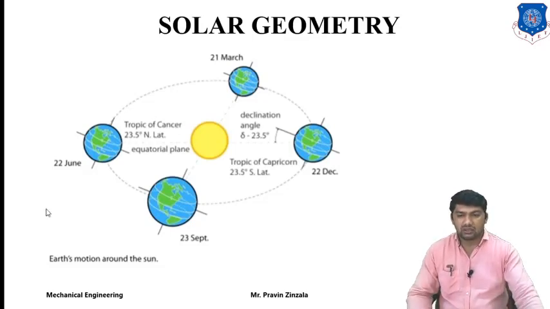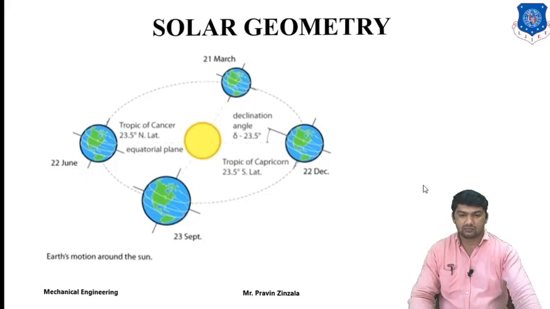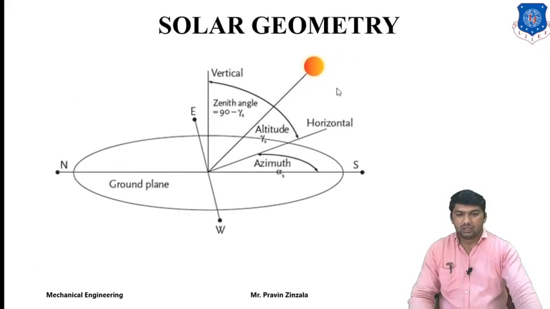In summer, this is the position on 22 June. We are facing the Sun, so we receive the maximum direct solar radiation, and so our temperature will be higher. This is the different position of Sun and Earth.